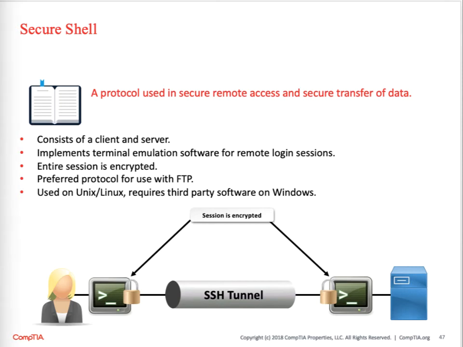Secure Shell. So Secure Shell is SSH, a protocol used for secure remote access and secure transfer of data. SSH is going to consist of a server and a client. Most SSH clients are going to implement some sort of terminal emulation software in order to open a secure terminal session on a remote server. So what that means is, say you're getting into Linux and you're on Windows, you're going to emulate Linux on your Windows machine when you start that SSH process.